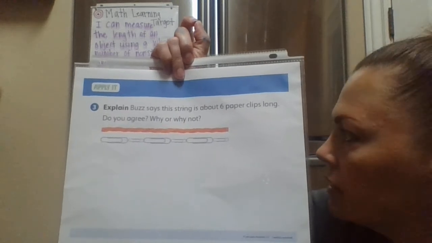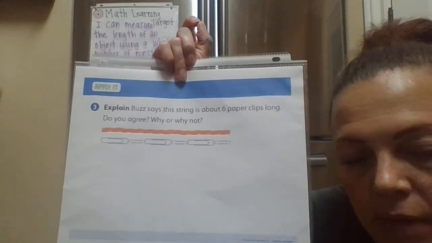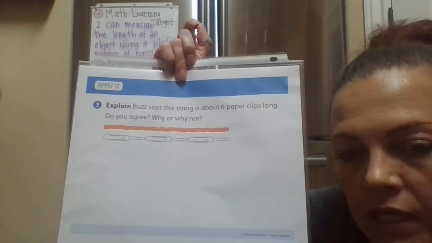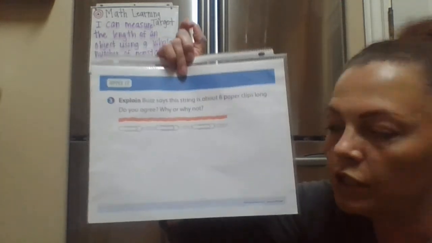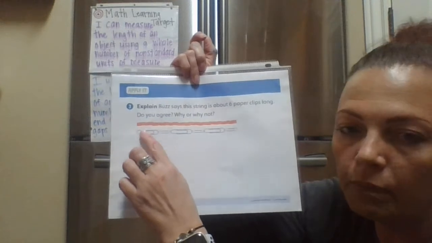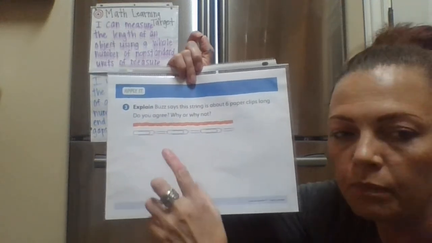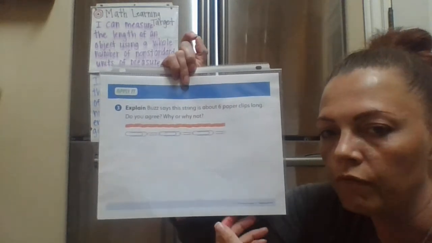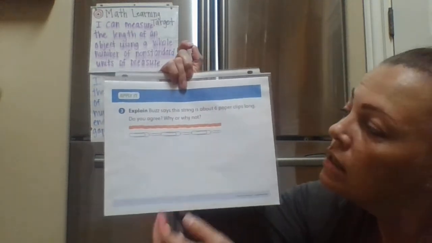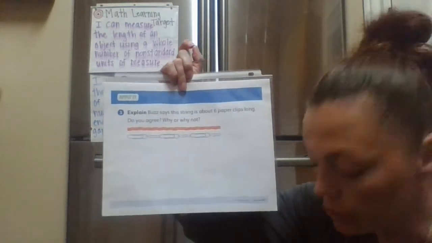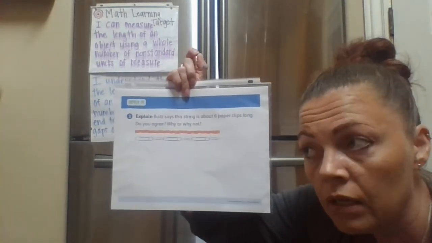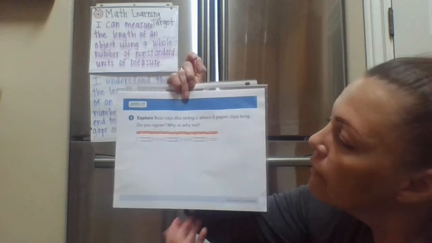Remember, we talked about this. All your units of measure need to be the same size in order to use that to measure. So he would either have to use all the same big paper clips or all the same small paper clips, line them up end to end with no gap and no overlap in order for it to be correct. So again, Buzz is not measuring correctly. Buzz and Boom need some help with their measuring, don't they? I think you guys are just the kids to help them out.